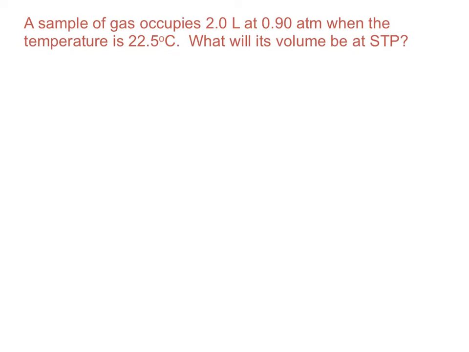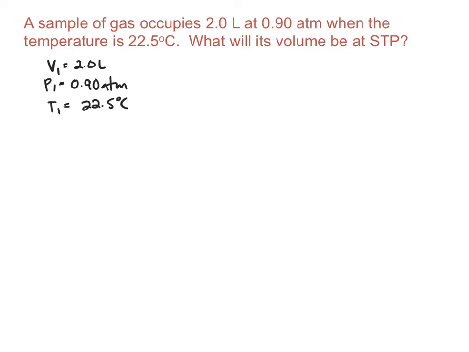So a sample of gas occupies 2 liters at 0.90 atm when the temperature is 22.5 degrees C. What will be its volume at STP? Okay, so in this context, what I always do with these problems is first write out all of our variables. Okay, so volume 1 is going to be equal to 2.0 liters. Pressure 1 is equal to 0.90 atm. Okay, and my temperature is equal to 22.5 degrees C.